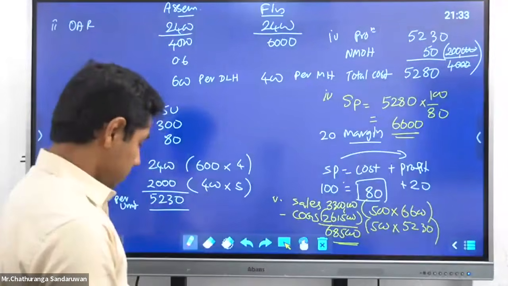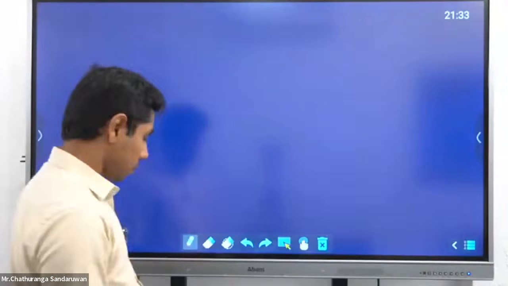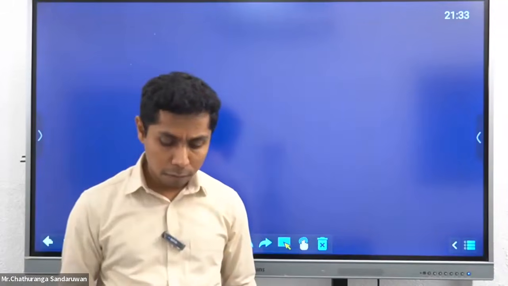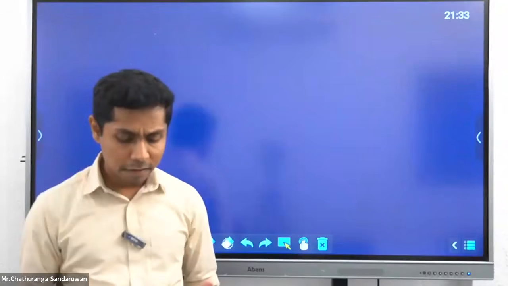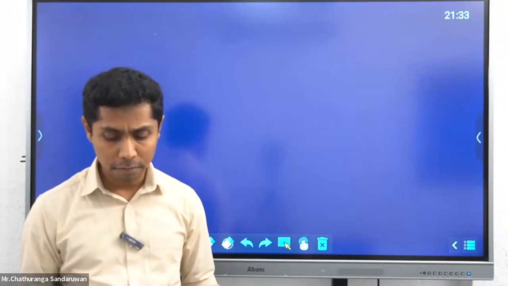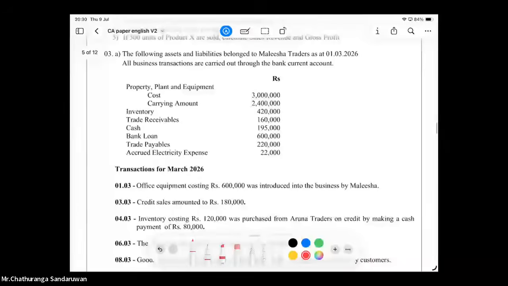All right, question number 3. The following assets and liabilities belong to Malaysia Traders as at 1st March 2026. All business transactions are carried out through a bank current account. Property, plant and equipment, cost, carrying amount.